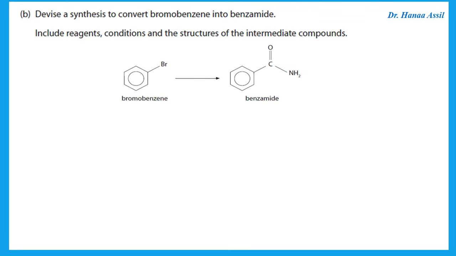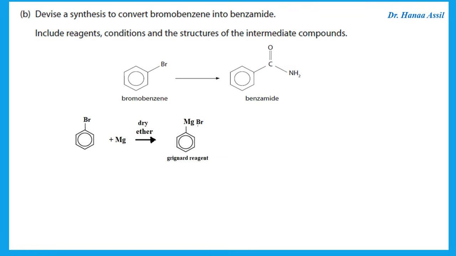Devise a synthesis to convert bromobenzene to benzamide. Include reagents, conditions, and structures of the intermediate compounds. So we're starting with bromobenzene. What do we do? We're trying to add an extra carbon on the benzene ring, so we can go through a Grignard reagent.